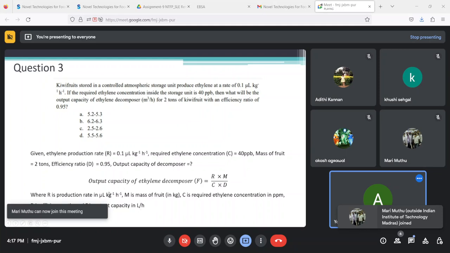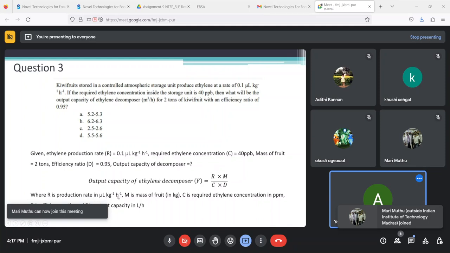So either you can substitute whatever values in these particular units itself and you will get the output capacity in liter per hour, or you can convert everything into SI units and the output capacity will also be in meter cube per hour. You can use both the ways. You can either convert everything into SI units, which is less of a confusion, and you'll already get it in meter cube per second, then you'll convert it into meter cube per hour. Or else you can substitute whatever values that you have in these units itself.